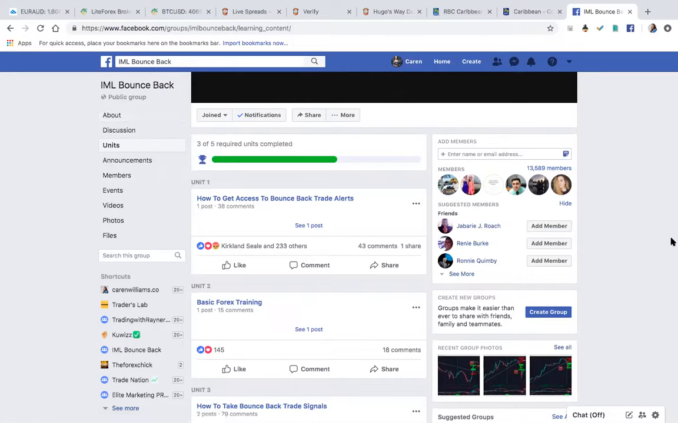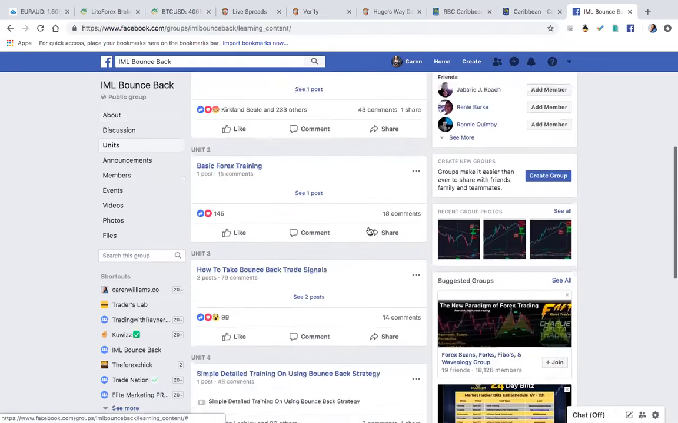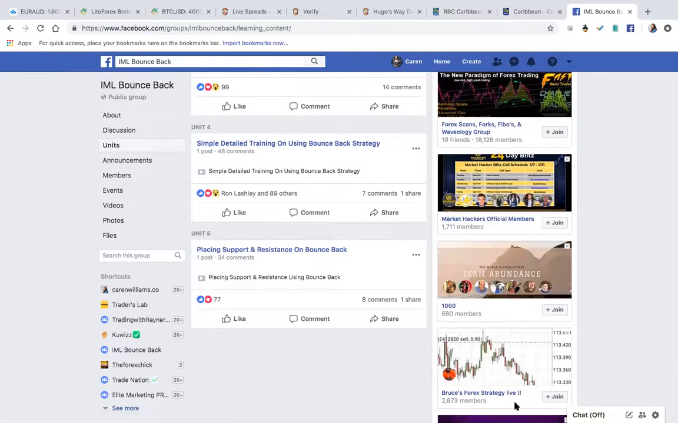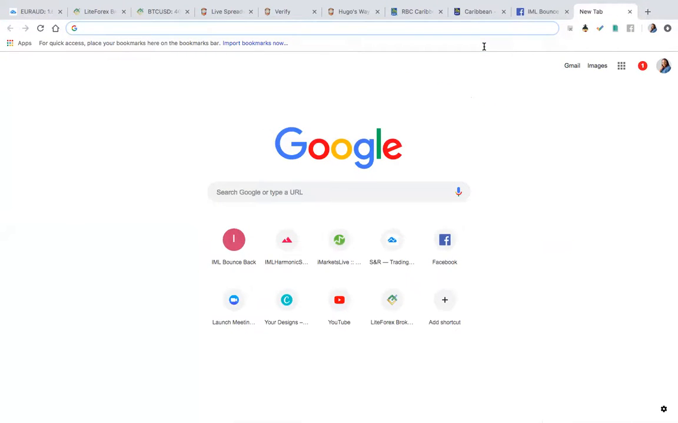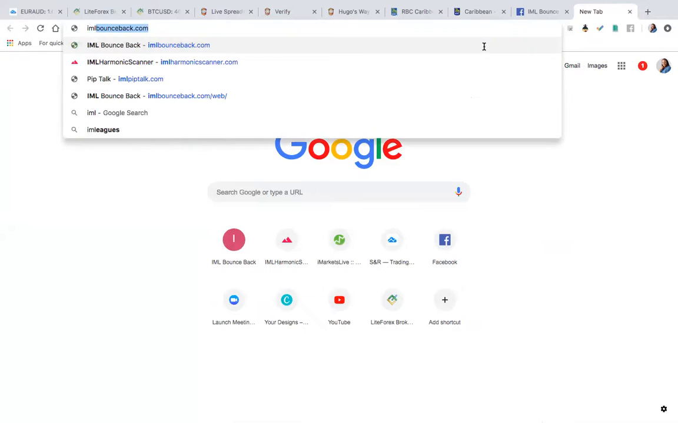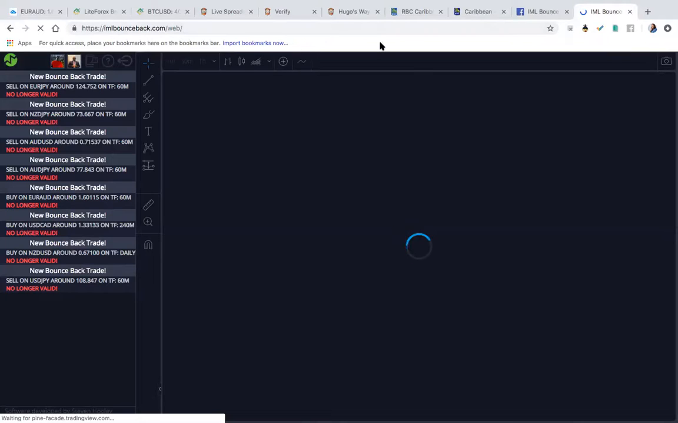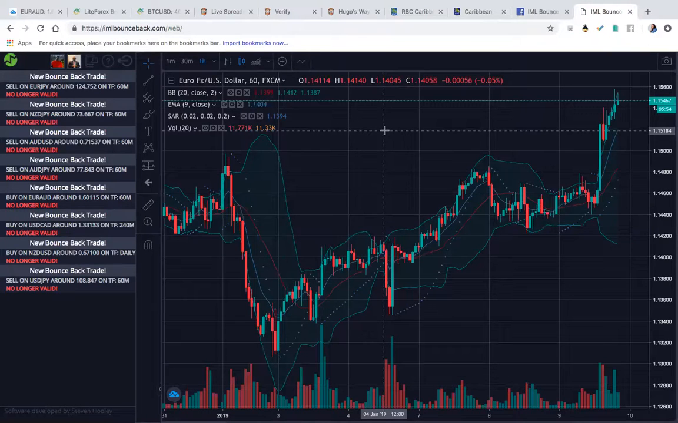All right, so once you've done this, you can access the bounce back on the home screen of iMarkets Live itself under products, or you could just type IML bounce back.com, and the website should appear. All right, so this is what it looks like.